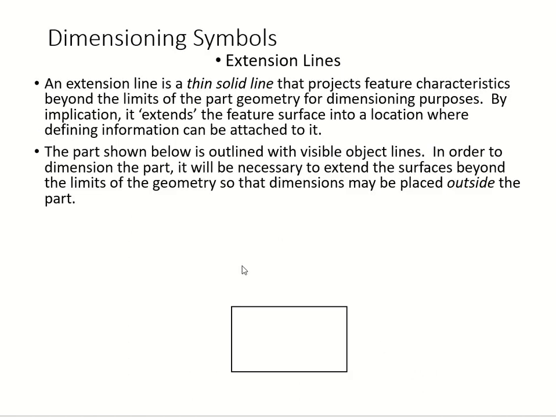Alright, then we get into extension lines. Extension lines are a thin solid line. Solid, okay? We use them, of course. So here is a part, outlined by this visible line because it's all solid anyway. In order for us to dimension the part, it is necessary that we use the extension line. So we extend the surfaces beyond the limits of the geometry. Meaning we draw extension lines on this object to do dimensioning.